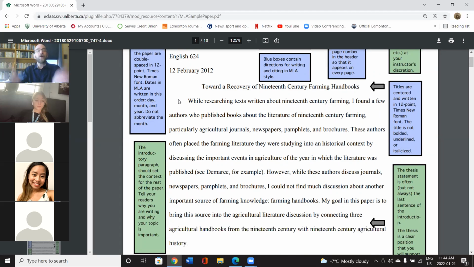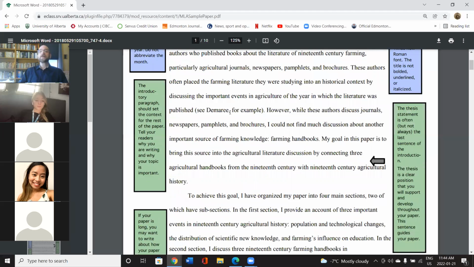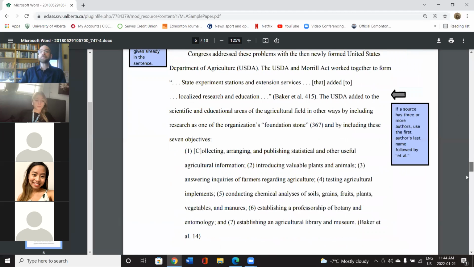Now we're going to hone in on what aspect of these texts the author is planning to deal with in this essay. These authors often placed the farming literature they were studying into an historical context by discussing the important events in agriculture of the year in which the literature was published. And then here, and we're going to get into these in-text citations in more detail in future weeks, see Desmarais, for example. I'm going to find Desmarais in the works cited at the end of this paper. Let's just make sure that it's actually there.